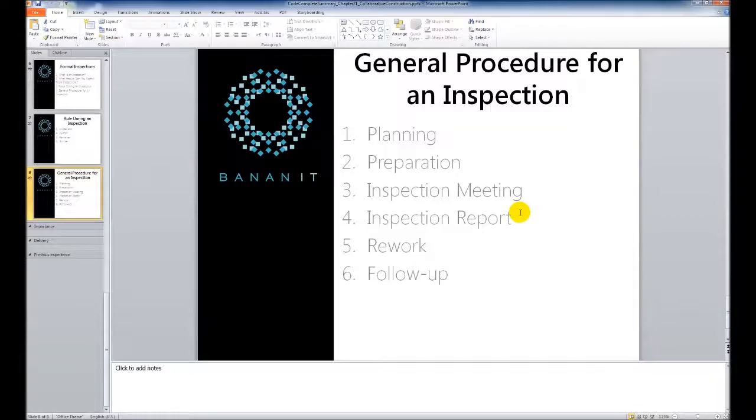In the preparation, each reviewer works alone on the code or the design and looks for errors. This is their job. They are guided by the checklist that the moderator gave them, and each one is going through the code against the checklist, just trying to make sure that everything on the checklist is satisfied in the code.